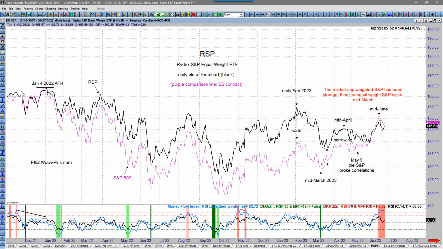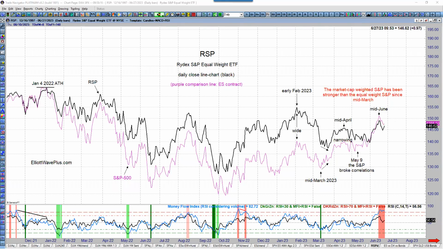By the way, on that overlay, I've started the peak of each of those items, the equal weight RSP and the market cap weighted ES, on the same date at the same level, January 4 of 2022. When they talk on TV about this being a very narrow market, that means the breadth has been lousy. In other words, fewer and fewer stocks are managing to hold the market up. And we know what those stocks are. They're the FANG stocks.